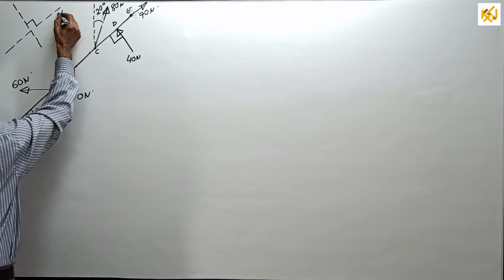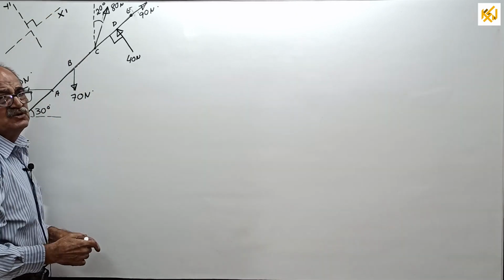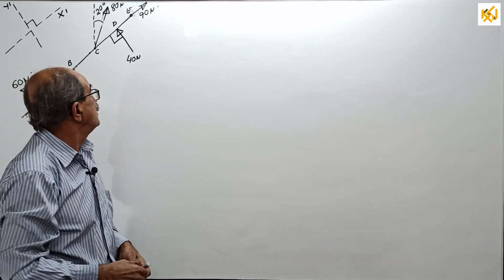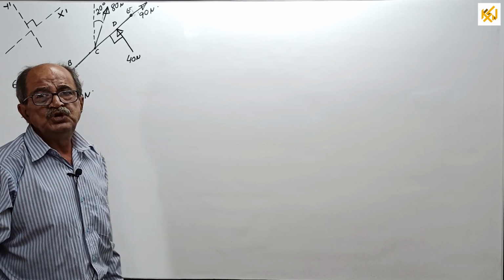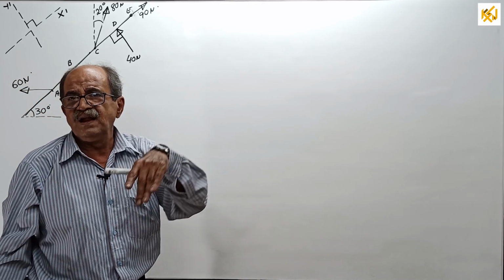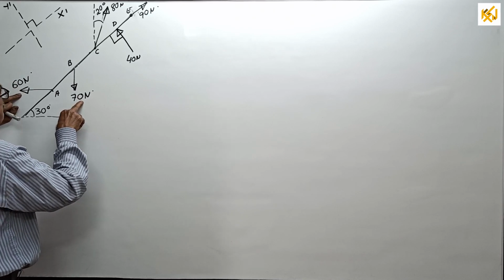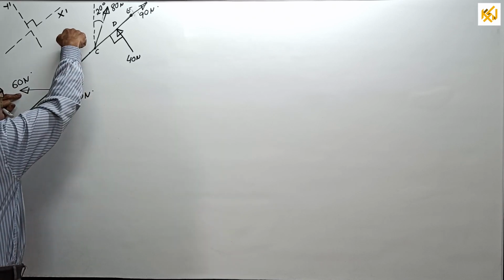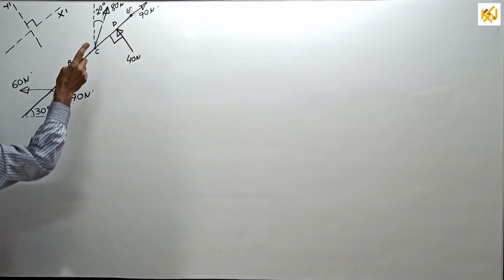I will call this X dash and Y dash. X dash and Y dash. So that incline. Now, if you require to resolve in the usual horizontal and vertical directions, then this force and this force will remain as it is. Why? Directly vertical, directly horizontal. The remaining ones you have to resolve.